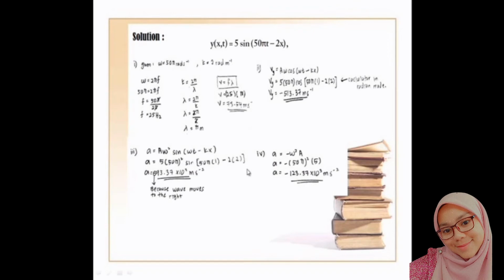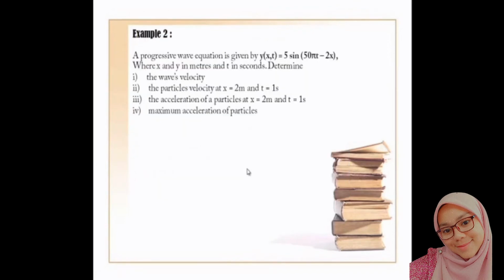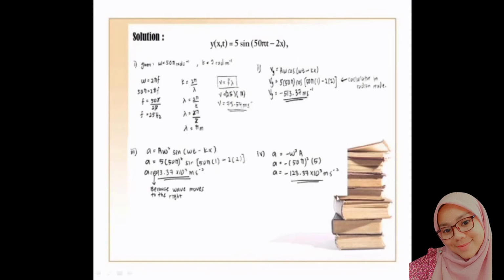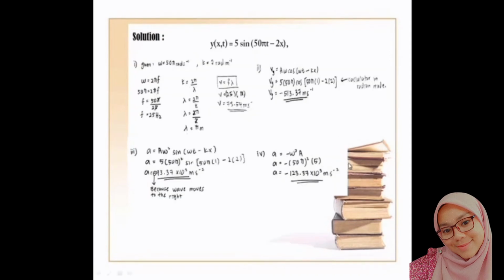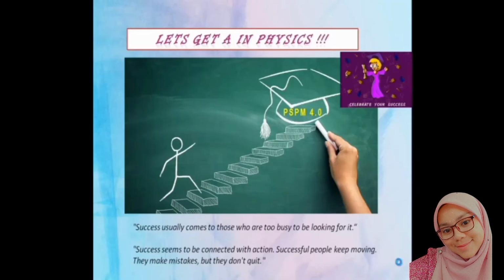Right. So soalan yang keempat adalah maximum acceleration of the particle. So maximum acceleration kita guna je formula general, iaitu a is equals to negative omega squared A. So kenapa kat sini kita guna A? Sebab dia kata maximum kan. Soalan tanya maximum acceleration, so kita guna A. Kalau soalan tanya find the acceleration at y equals to berapa, so barulah kita guna a equals to negative omega squared y. So kita akan dapat a is equals to negative 123.27 times 10 to the power of 3 plus negative 2.